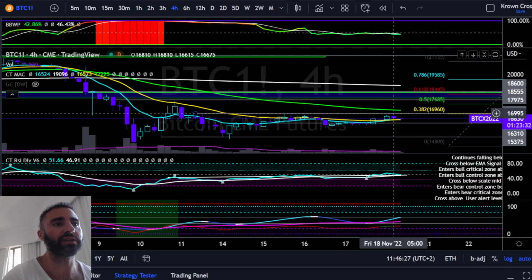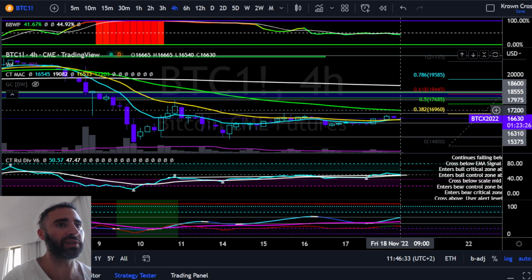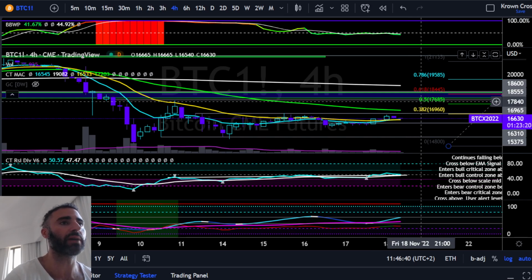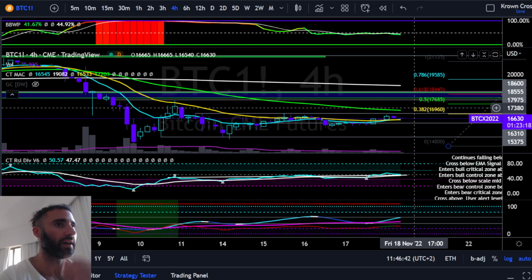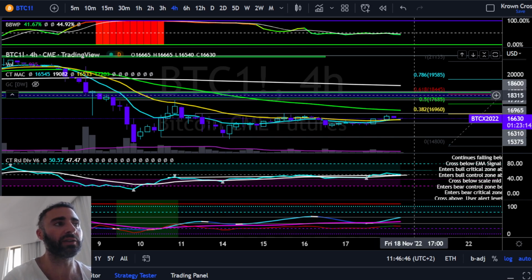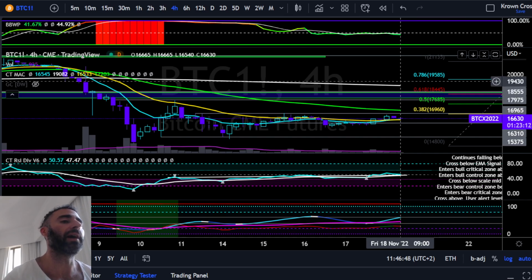So if we do see a break to the upside, meaning a 4-hour closure above 16,950, or an hourly, I believe it was above about 17,250, then I'd be looking for another retest somewhere around the range highs, which would be around the 0.5, maybe as much as the 618, which would put Bitcoin between about 17,600 all the way up to maybe even north of 18,000.